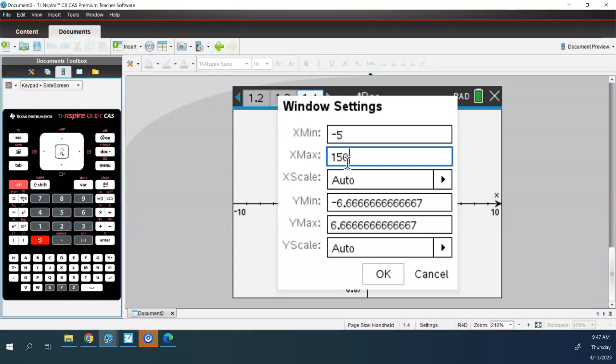Scale? Scale doesn't matter. What's my y's on this graph? Not going to go below ground level, okay? But I still like to see the ground, so let's go -5 there again, too. How high is this one going to go? Don't really know, right? Guess? 80 feet?